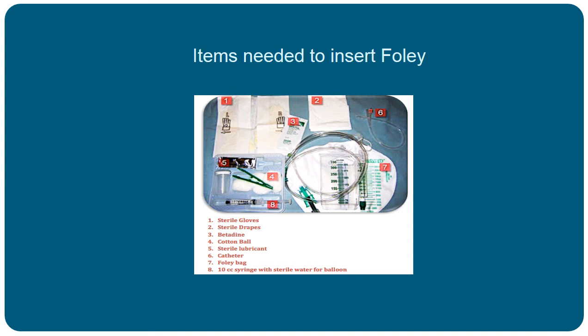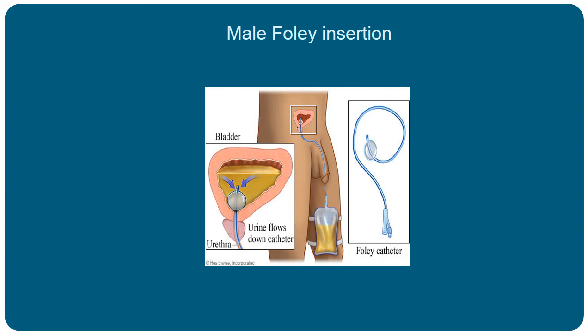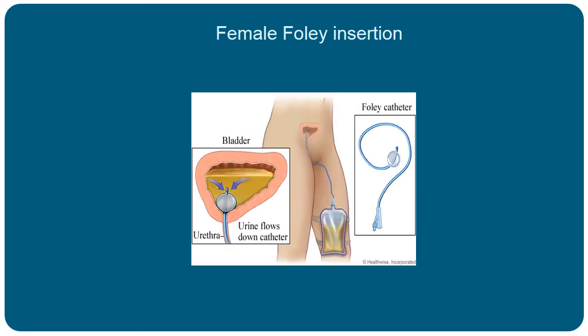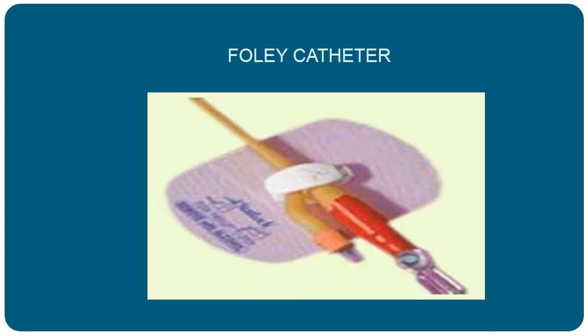So now you are ready to insert your Foley catheter. Remember, urine flows downward. So hang the Foley bag below the patient, attach it to the side of the bed. Remember to always secure the Foley. This reduces pulling, yanking, and the Foley being caught and removed with the inflated balloon. If yanked out with the inflated balloon, this could cause major damage.